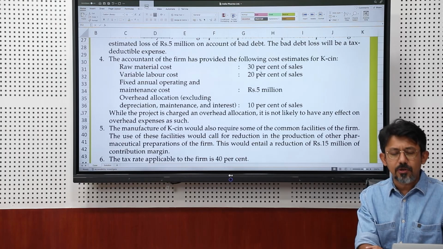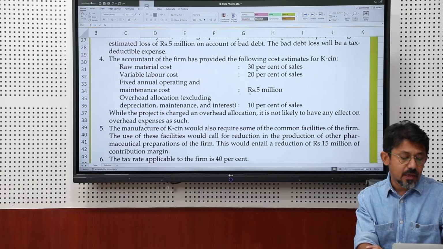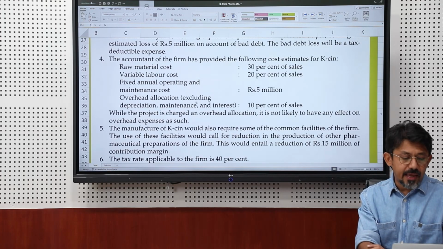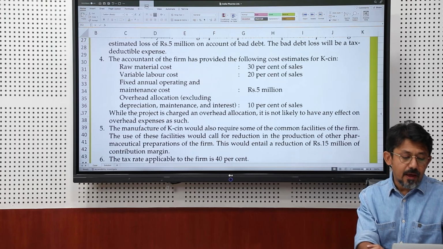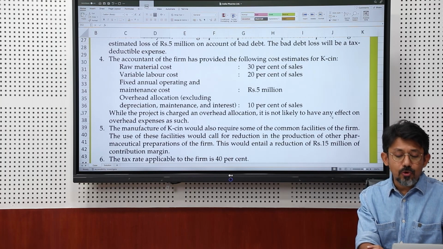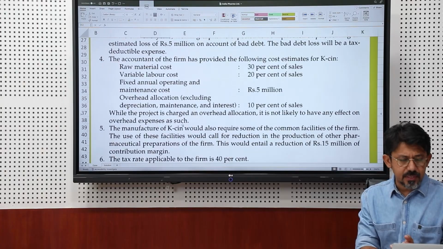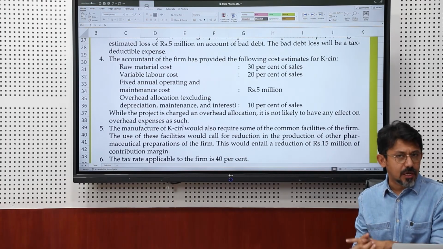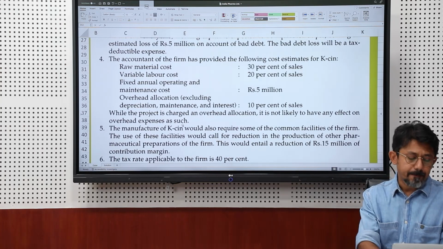Raw material cost is 30% of sales, variable labor cost is 20% of sales, fixed annual operating and maintenance cost is 5 million rupees, overhead allocation excluding depreciation, maintenance and interest is 10% of sales. While the project is charged an overhead allocation, it is not likely to have any effect on overhead expenses as such. I will come back to this again, but this requires a little bit of discussion as we go on to calculate and estimate the future cash flows.